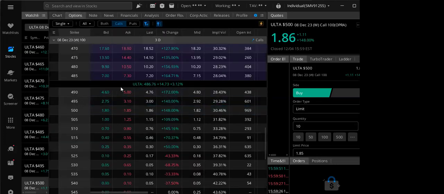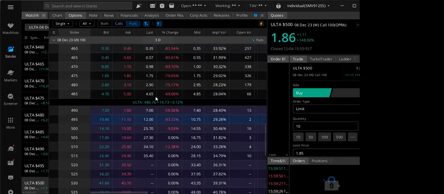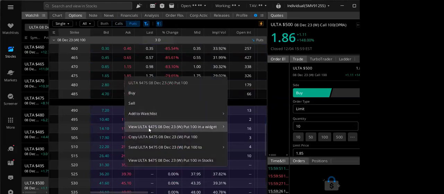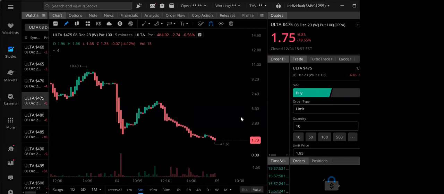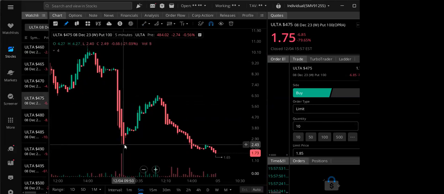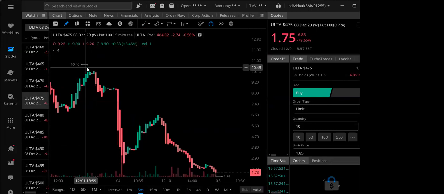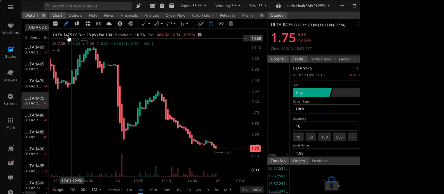So it went from 486 to 472. So let's look at puts and start with the 475 puts. Okay. So when the market opened, this contract came all the way from 1,040 down to 238. Okay. So if you say you want to play the pullback, this is a 475.